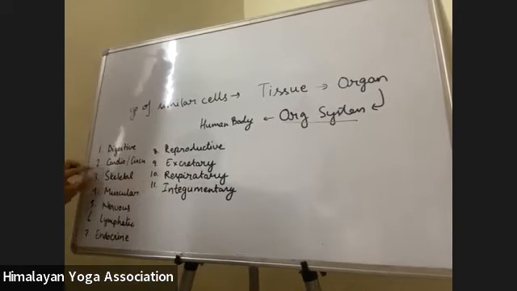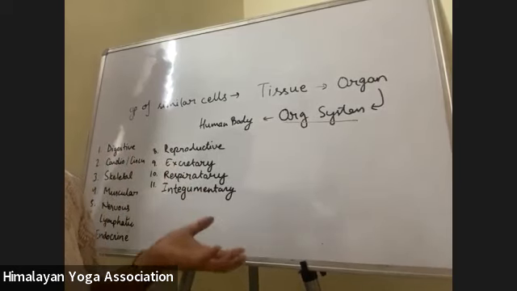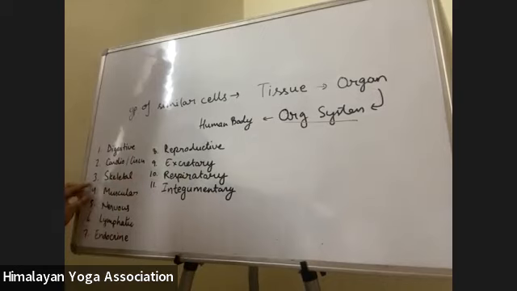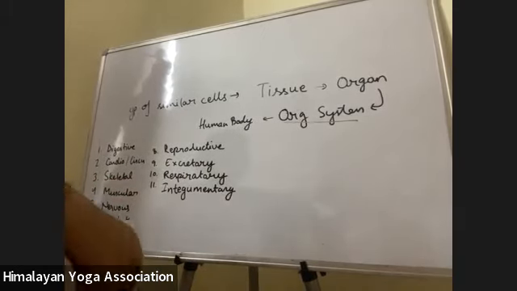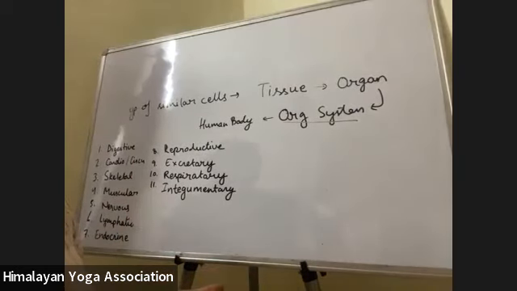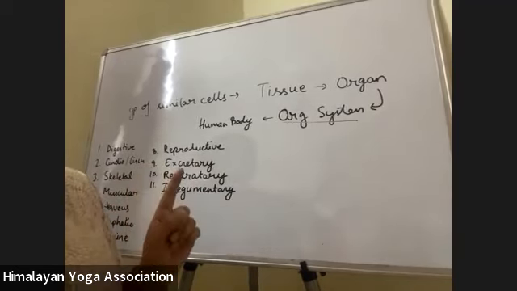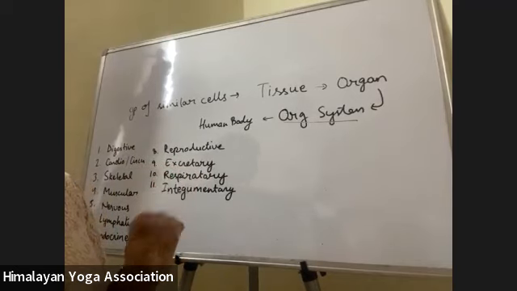Then skeletal system we have studied in detail. All the bones, cartilage, ligaments. Then muscular system, we'll study that tomorrow, last day. Muscular system has all the muscles in the body. Then nervous system. Nervous system is composed of your brain, the spinal cord, and the nerves.